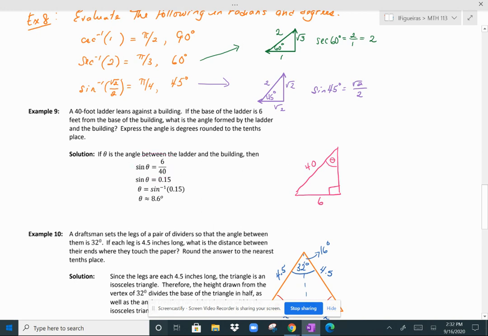So if you reduce this, this is 0.15. So now we're ready to solve for the angle. So you take the sine inverse of 0.15 and round it to the tenths place, you get that. The angle is about 8.6 degrees.